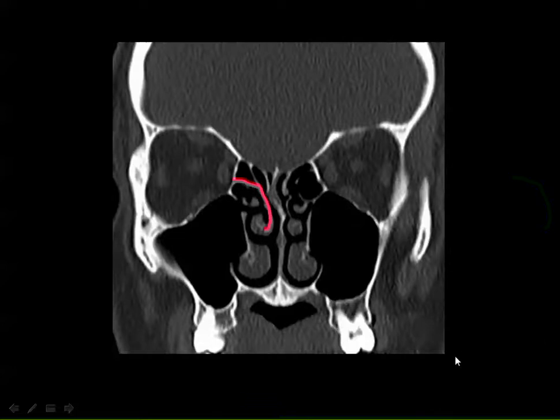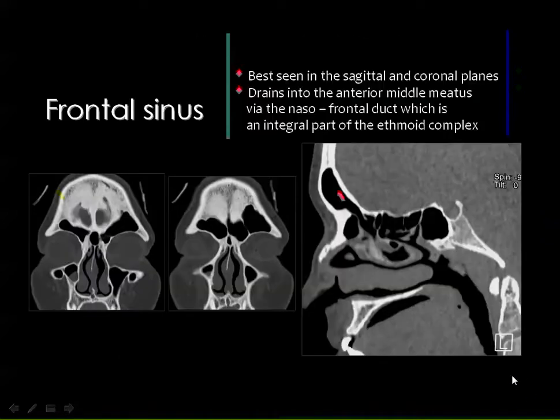And in this is the middle turbinate, and this is the connection of the middle turbinate to the medial orbital wall, and this is known as the sinus lateralis. This air is known as the sinus lateralis. Then we came to the frontal sinus, and the sinus can be seen in the axial, in the coronal, and in the sagittal images. The sinus drains into the anterior part of the middle meatus here in this area.